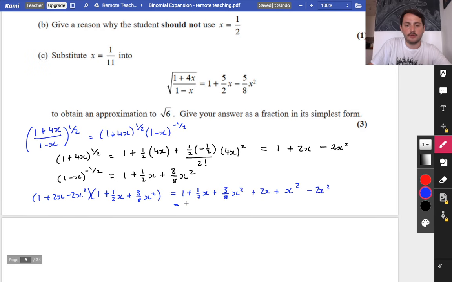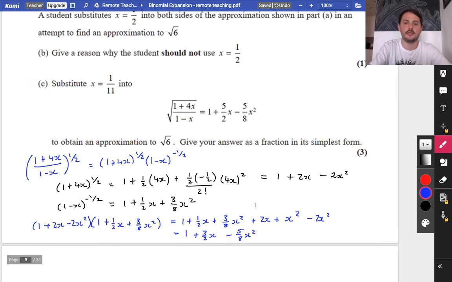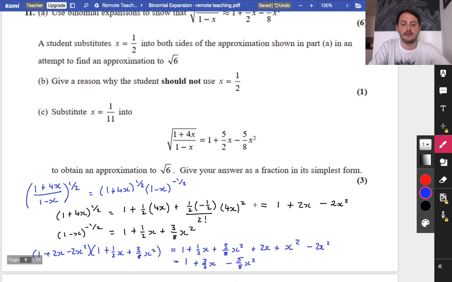Simplifying all of this, I've got 1, and then I've got plus 3 over 2 x, and then I've got 3/8 x squared, so it's 3/8 plus 1 minus 2, and that's minus 5/8 x squared. Let's check to see that is what I have got here. No, what have I done wrong? Oh, I haven't added together correctly.